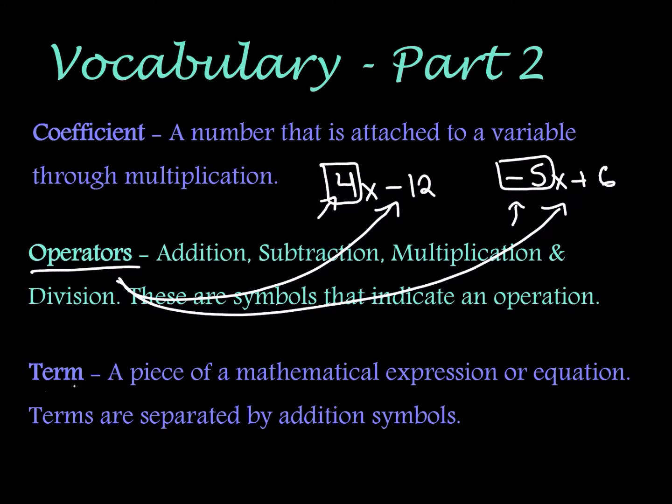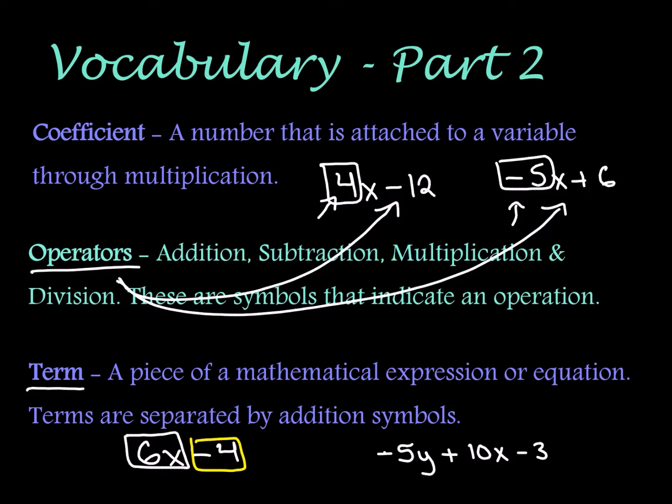Terms are the pieces of an expression. So if I had an expression 6x minus 4, it would have two terms in it. The first term would be 6x, that's one piece of the expression, and the second term would be the negative 4. In the expression negative 5y plus 10x minus 3, there are three terms. The first term is negative 5y, the second term is a positive 10x, and the third term is a negative 3.